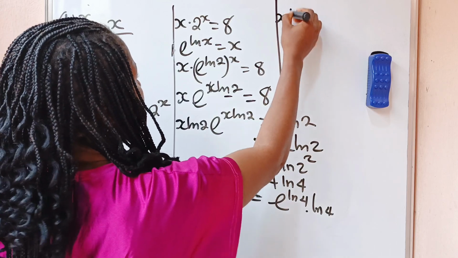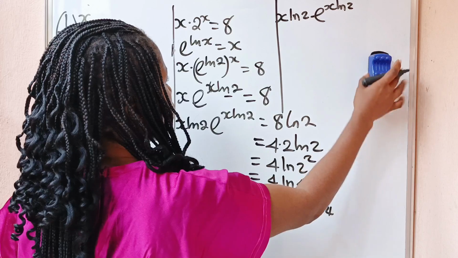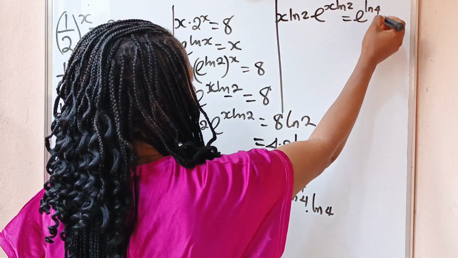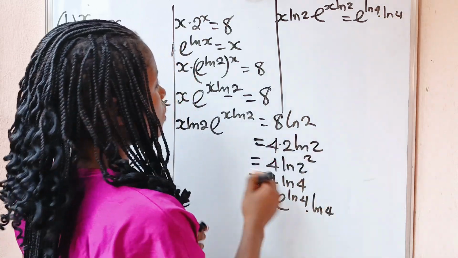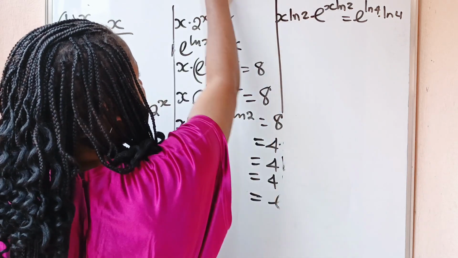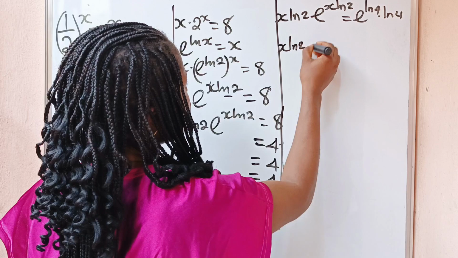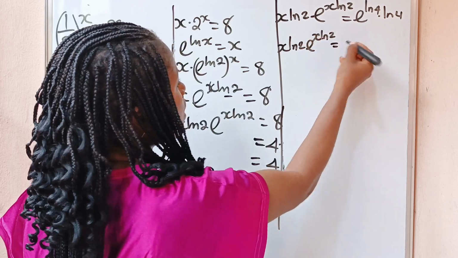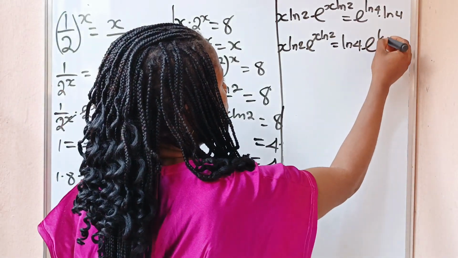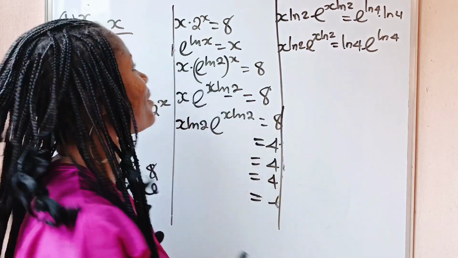So we have x ln 2, then e to the power of x ln 2 is equal to e to the power of ln 4 multiplied by ln 4. So that is where we are. Now let me clean this part so that we can have enough space to work with. So we now have x ln 2 e to the power of x ln 2 is equal to, now ln 4 can come this side, and we have e to the power of ln 4.